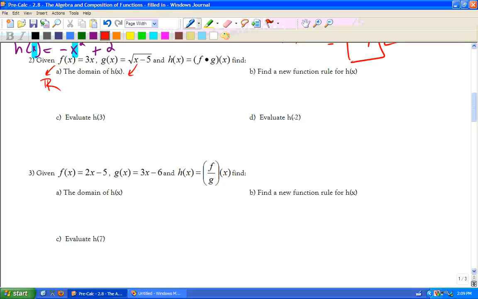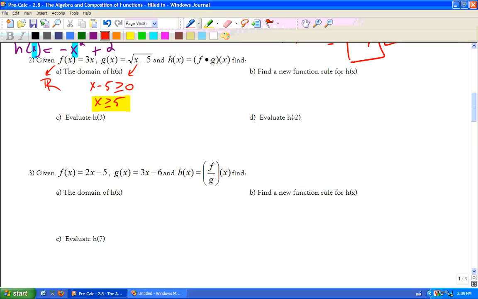G of x's domain, because it's a radical, means we can't have any negative numbers underneath the radical symbol. So we're going to say x minus 5 is greater than or equal to 0. It can equal 0 because the square root of 0 is 0. Obviously, we can do that. In this case, x is going to have to be greater than or equal to 5. So my domain, which is the intersection of the domain of g and the domain of f, is just x is greater than or equal to 5.